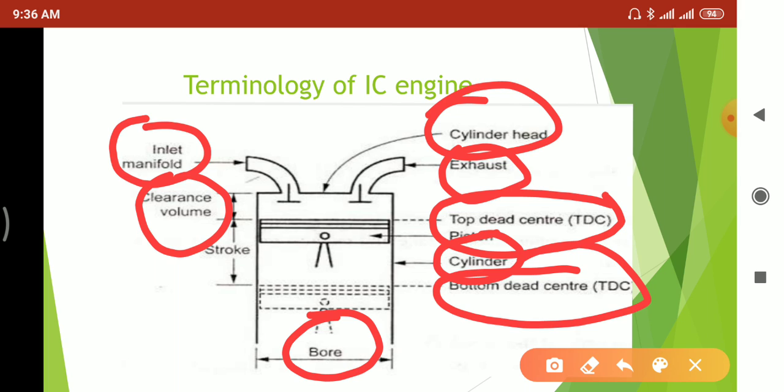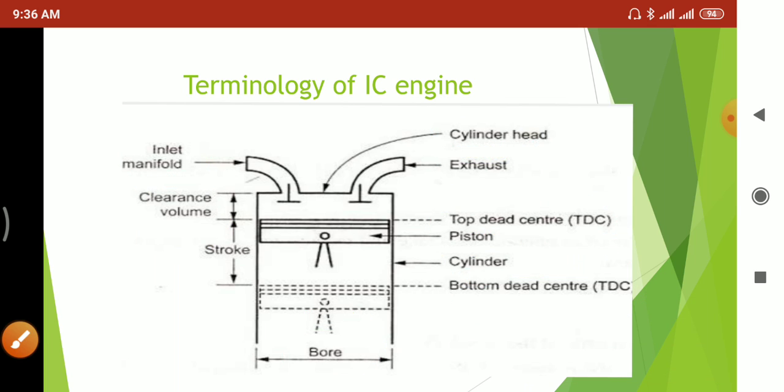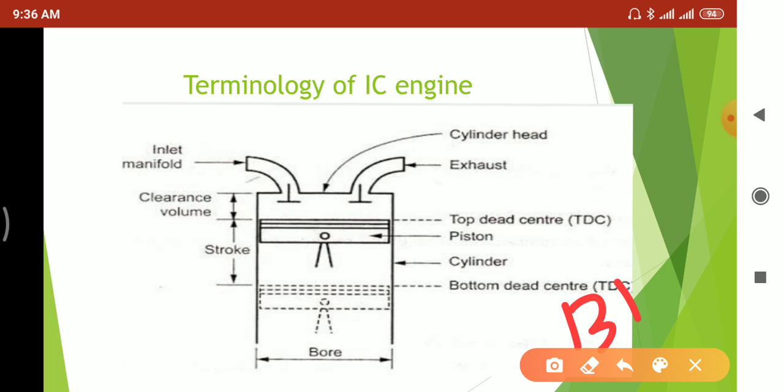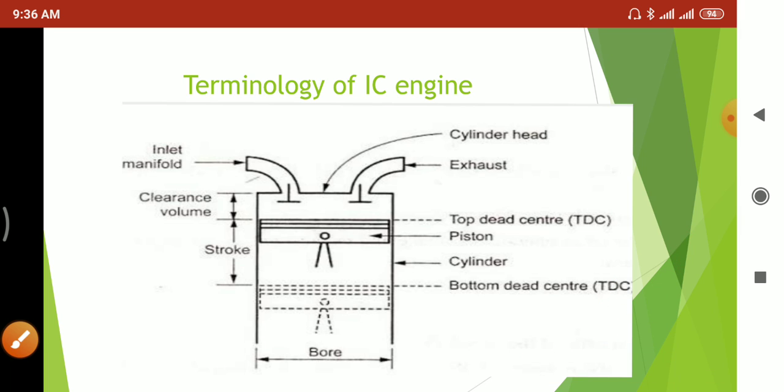The figure shows you the IC engine sketch. Just observe this one. There are a lot of parts here. Inlet manifold, clearance volume, stroke, cylinder head, exhaust port. TDC means top dead center, then piston, cylinder, bottom dead center, you can see it's not TDC, this is BDC. Write it here, BDC. This is not TDC. Then bore. These are called the terminology of IC engine, and these are simply the main parts of an IC engine.